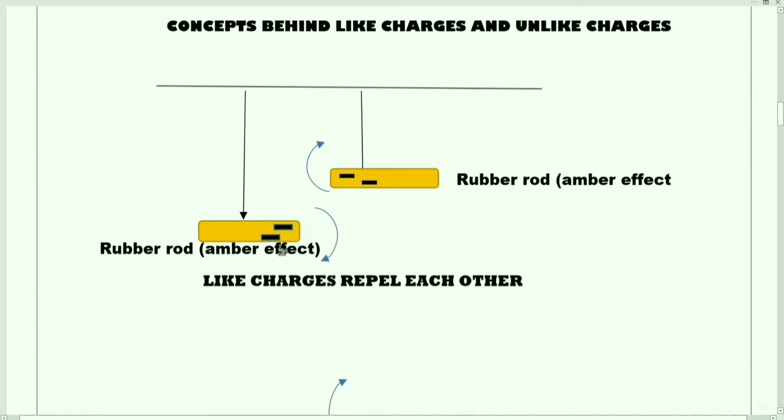First, take a rubber rod undergone amber effect. That is, rubber rod rubbed with fur and gain negative charges. This rubber rod is hung using a thread. The charges in the rubber rod are negative charges. If another rubber rod is brought near the first rubber rod, what happens is the rods repel each other. From this observation, we understand that like charges repel each other.